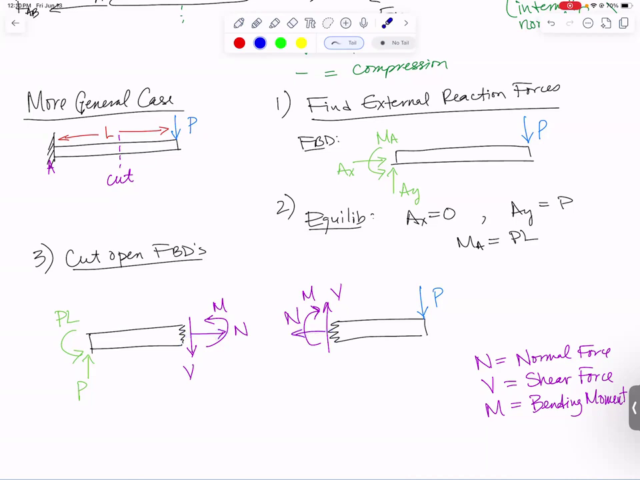I mentioned tension was considered positive for normal. Well, here is our picture of all of our positive sign conventions that we're going to use in our class. There are a few textbooks out there that change the sign convention slightly, but for our class, we're always going to have V if it's down on this side and up on that side, and moments that are in this direction are what we're calling positive in our class. That's all the new material for today. Now let's do an example.